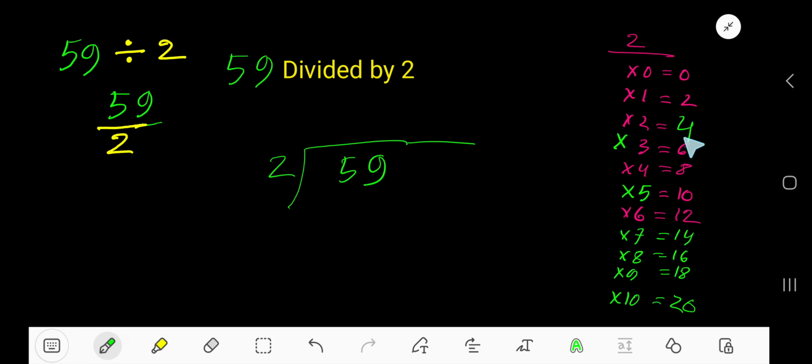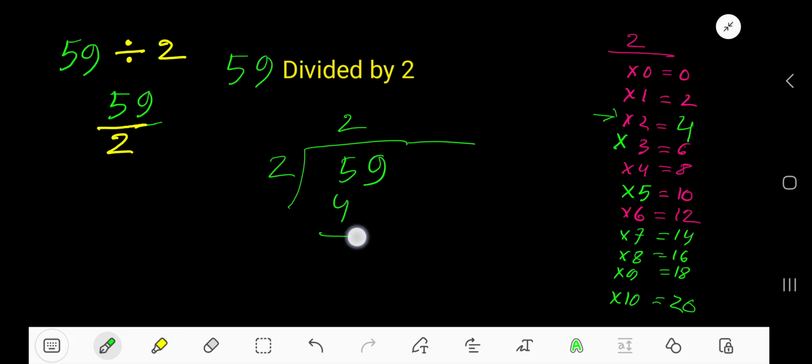2 plus 2, 4. 4 plus 2, 6. 6 plus 2, 8. 8 plus 2, 10. 10 plus 2, 12. 12 plus 2, 14. 14 plus 2, 16. So 2 goes into 5 how many times? 2 times. 3 times 2 is 6, which is greater, so 2 times.